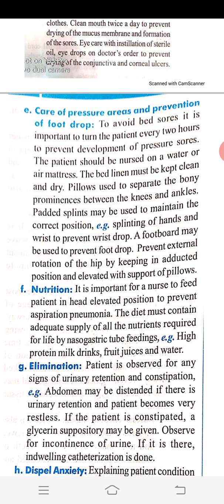If the client is unable to take food by mouth, then through nasogastric tube feeding, NG tube feeding, we give the nutrients. Here we give high protein milk drinks, fruit juice, water, etc.